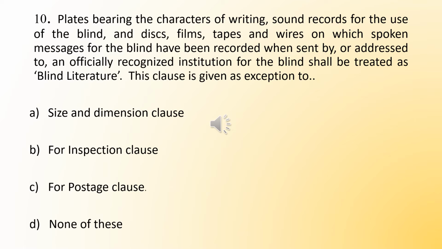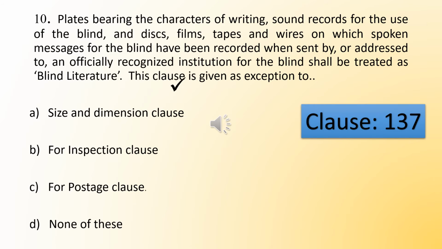Question number 10. Plates bearing a character of writing, sound records for the use of blind and disc films, tapes and wires on which spoken message for the blind have been recorded, when sent by or addressed to an officially recognized institution for the blind, shall be treated as blind literature. This clause is given as exception to option A, size and dimension clause, option B, for inspection clause, option C, for postage clause, option D, none of the above. The correct answer is option A, size and dimension clause.